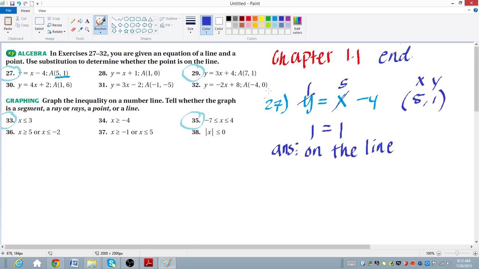Now let's move on to number 29. I'm gonna give you an example that is not on the line so you can see. This is number 29. Just rewrite the problem. Y is equal to 3x plus 4.